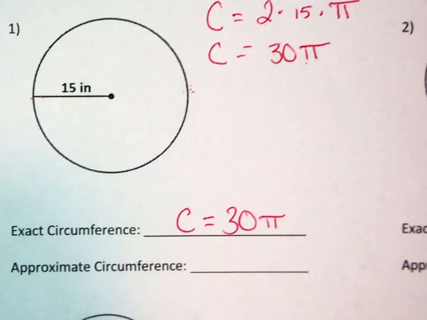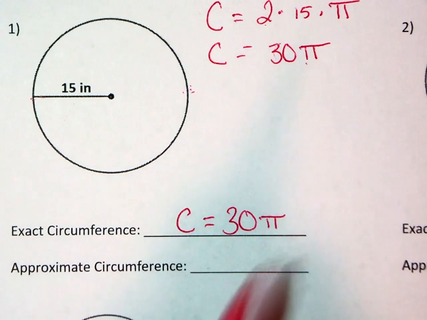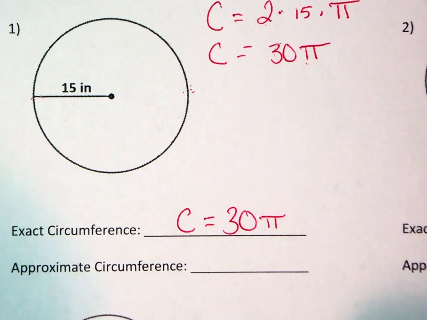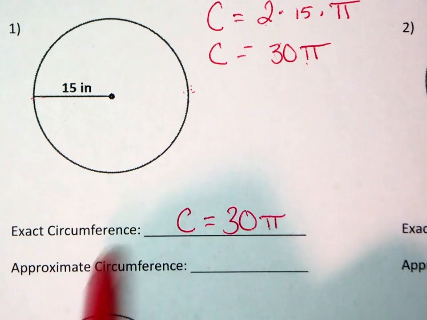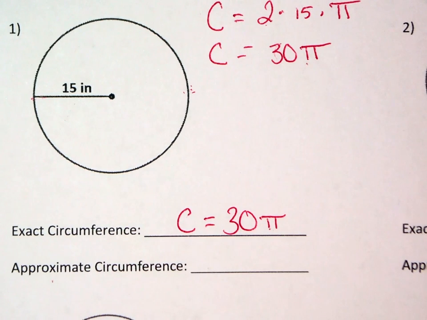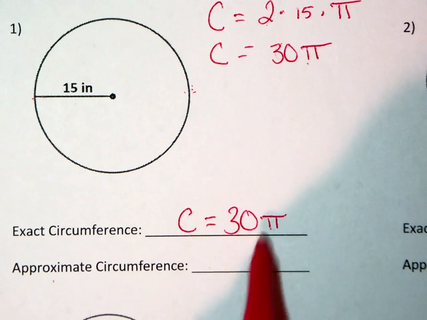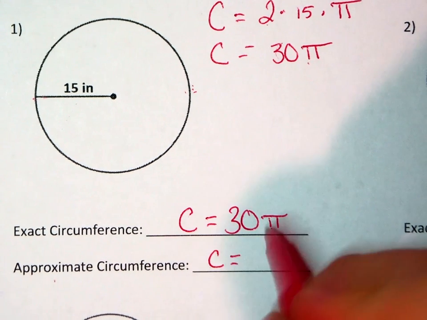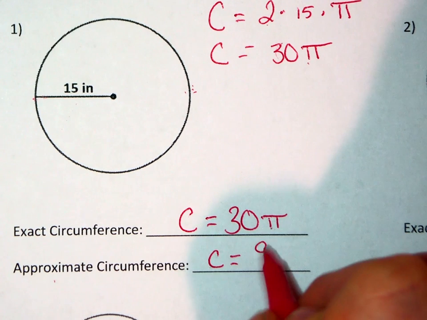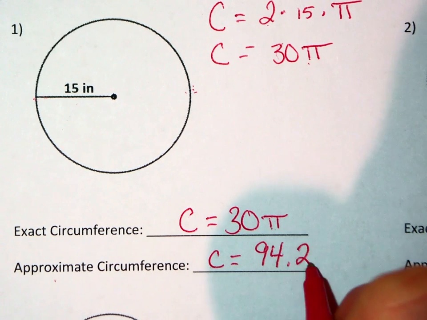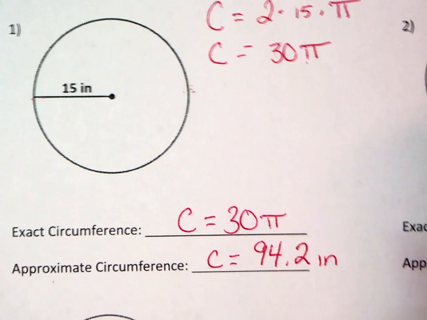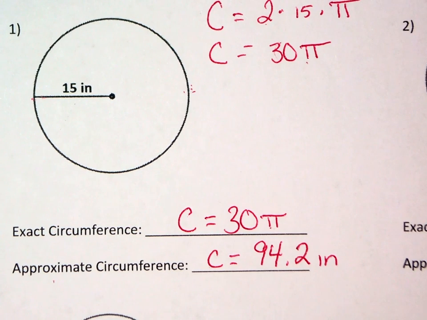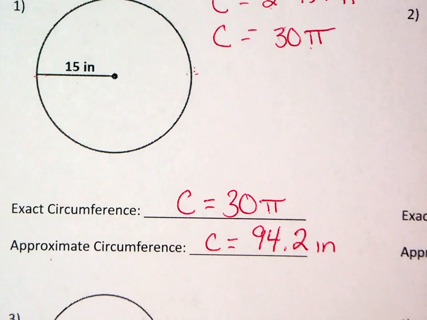Now for the approximate circumference, we then plug in our estimated value, our approximated value that we're using for pi, 3.14. So if I multiply 30 times 3.14, I would get an approximated value of 94.2 inches. So my circumference for this circle would be 94.2 inches.